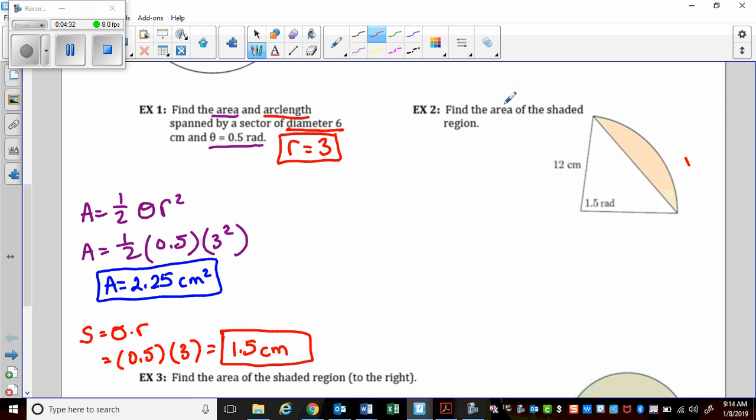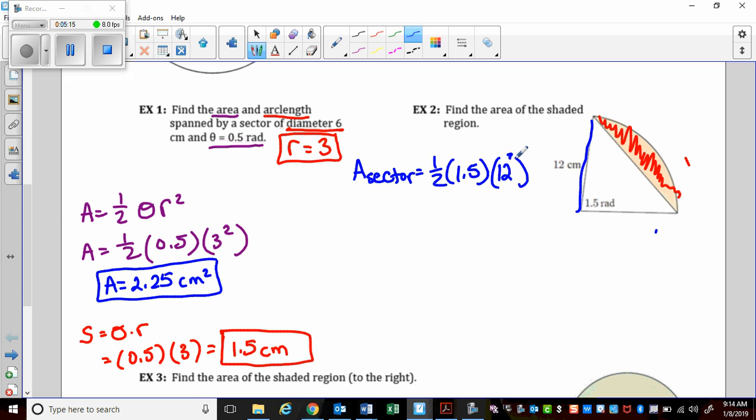It says find the area of the shaded region. So we only want this part right here. What we're going to have to do is find the area of the whole sector, and then we're going to have to subtract the area of this triangle. So that's our plan. We're going to find the area of the sector first. My area of the sector is 1/2 theta, but theta has to be in radians, so 1.5. And then radius squared. My radius in this case is 12.